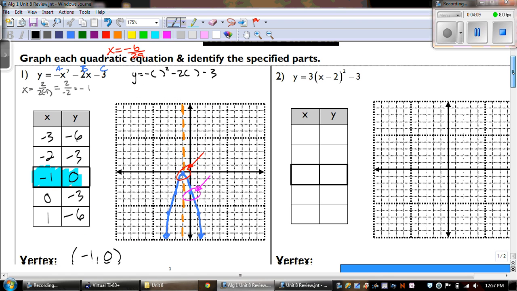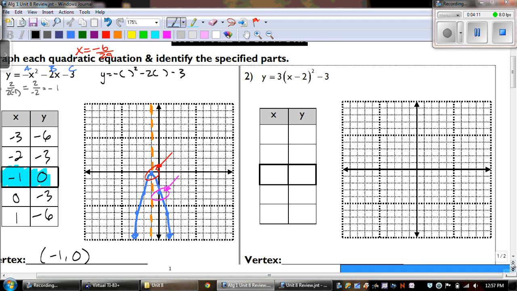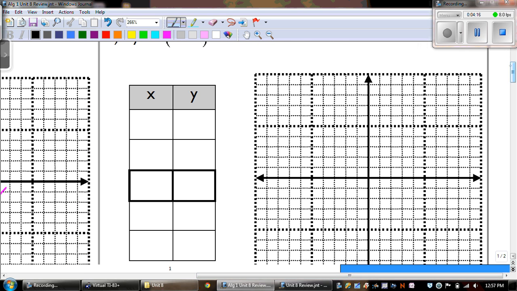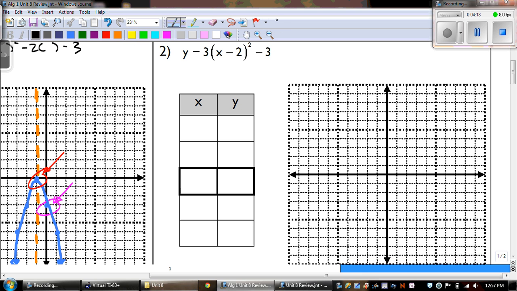All right, let's look at number 2. Number 2 is in vertex form. You might be like, yo, Mr. Grice, this looks weird. Yeah, it looks a little bit different, but this is nicer to find your vertex, because all we do is we take the opposite of what's inside, and that number stays the same. So right away, I know that our vertex is 2, negative 3. All right, and then we do the same thing where we go 2 numbers above and 2 numbers below.